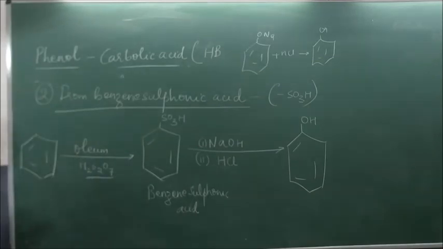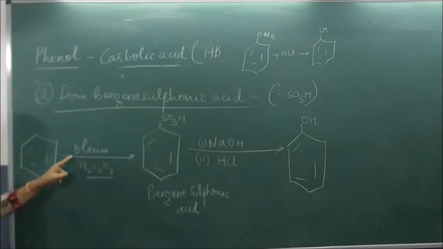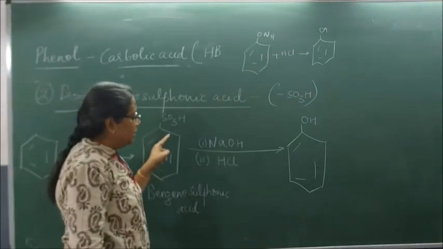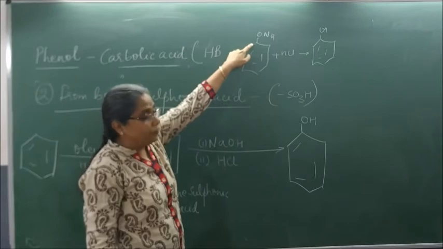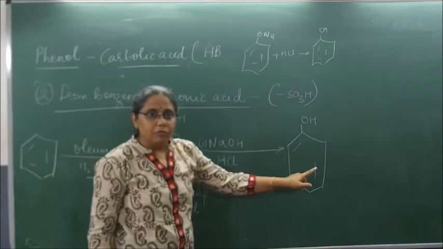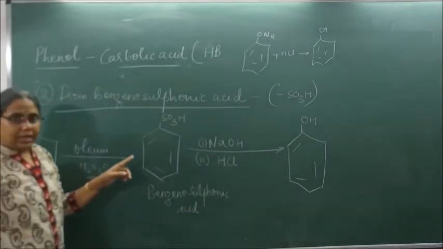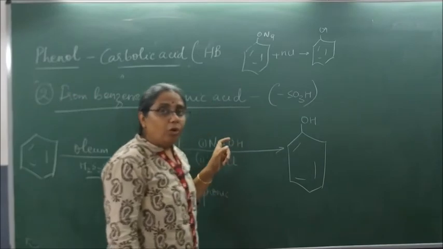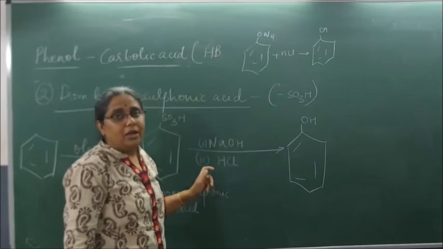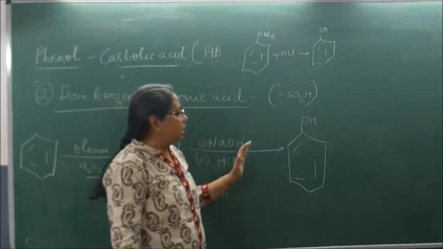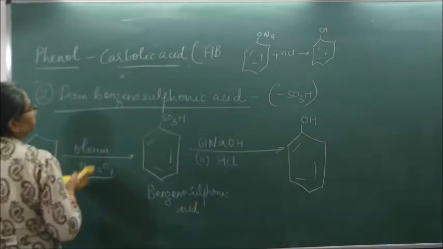So now understand. What did I say? Benzene sulfonic acid is formed when benzene reacts with oleum. This benzene sulfonic acid, when it is treated with NaOH, forms sodium phenate. This sodium phenate, when it is acidified, gives what? Phenol. So clear the reaction? The reaction is benzene sulfonic acid, when it reacts with NaOH, followed by acidified hydrolysis with HCl, gives you what? Phenol.